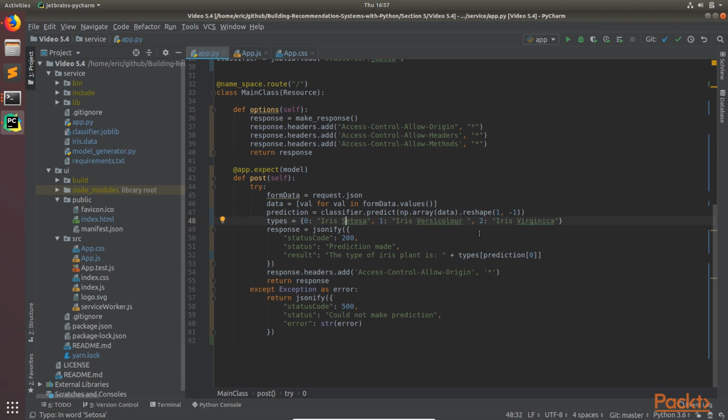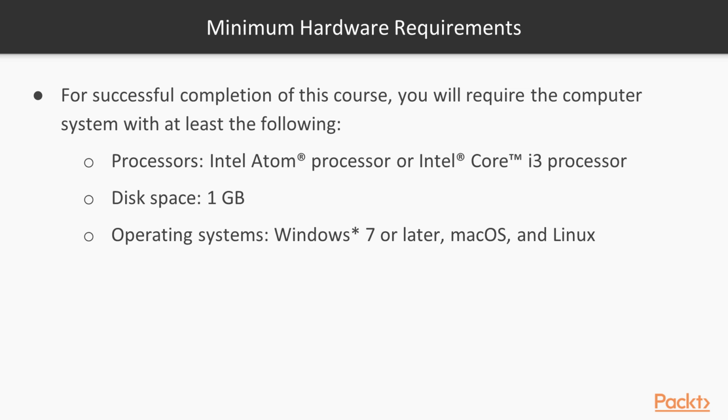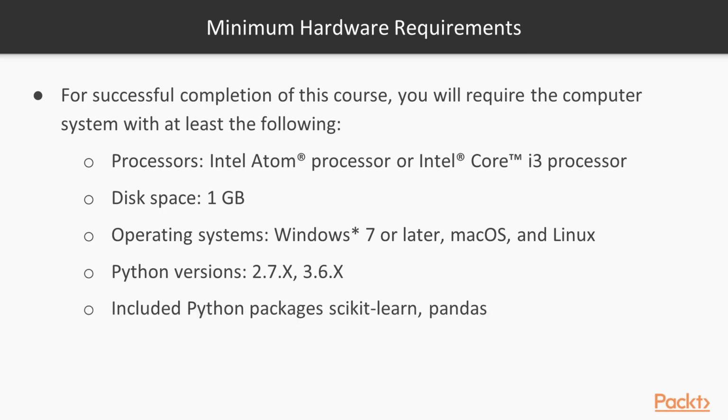The best part is that all you need to know is Python. In the next slide, you can double check the minimum hardware requirements to successfully complete this course. You may have an Intel Atom or Intel Core i3, also 1 GB of hard disk space available. You can have any operating system such as Windows 7 or any later version, Mac OS or Linux. As well, Python is required in any version such as 2.7 or 3.6, including the Python packages such as scikit-learn, Pandas, and Flask API.